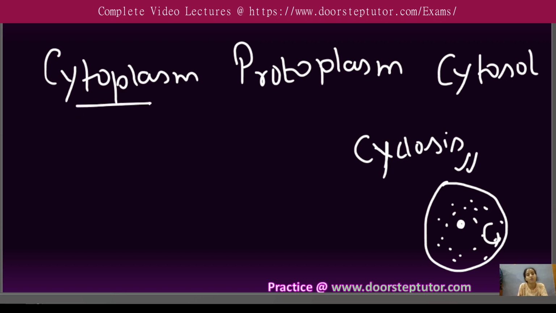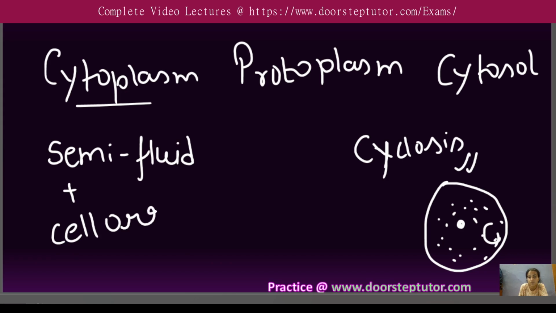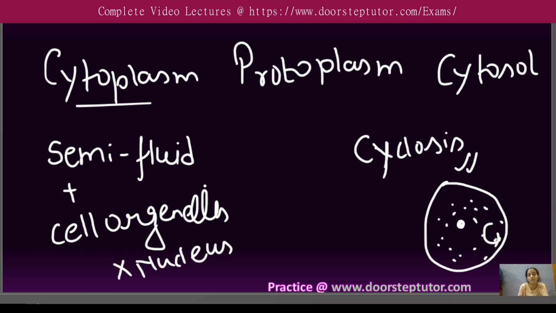Now the term cytoplasm. Inside a cell, the fluid present inside the cell, which is semi-fluid, is cytoplasm, and it also includes cell organelles, but it does not include nucleus. That is the term cytoplasm. So we can say that all content present inside a cell except nucleus, that is the semi-fluid plus the cell organelles present inside the cell, is known as cytoplasm.